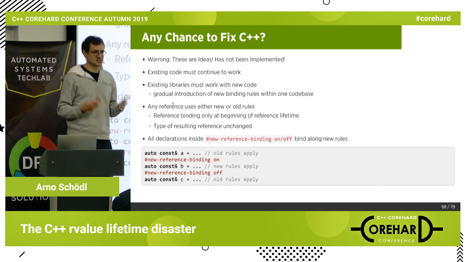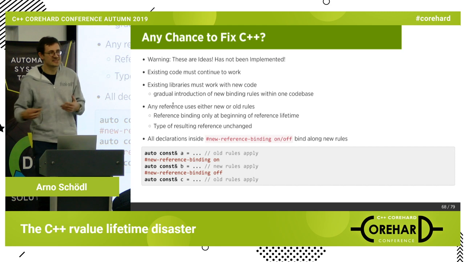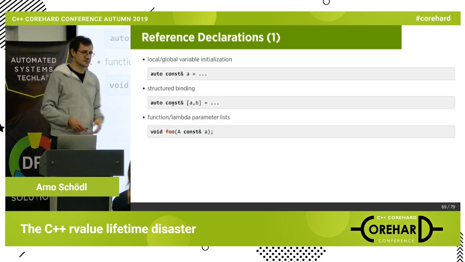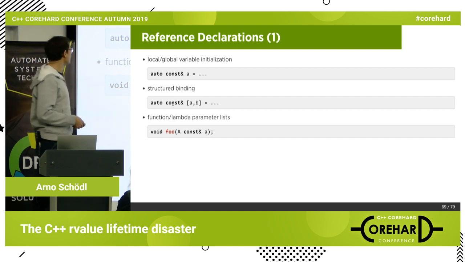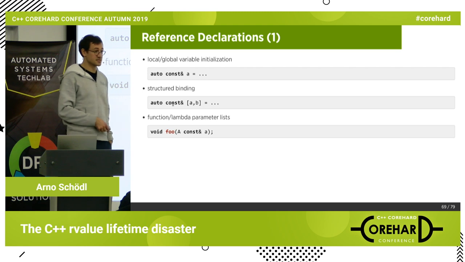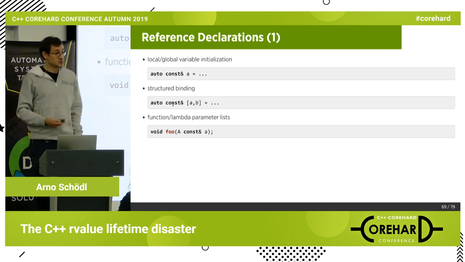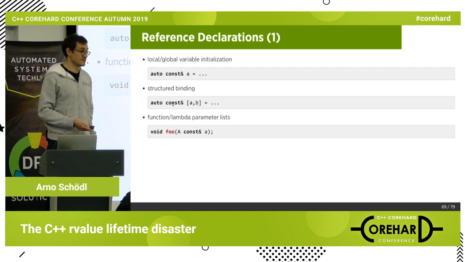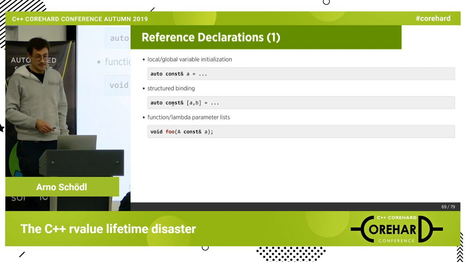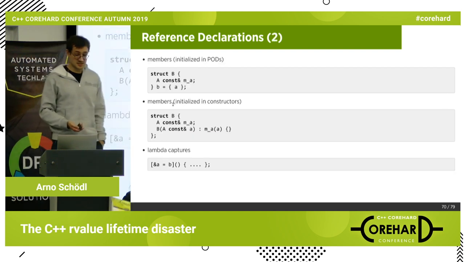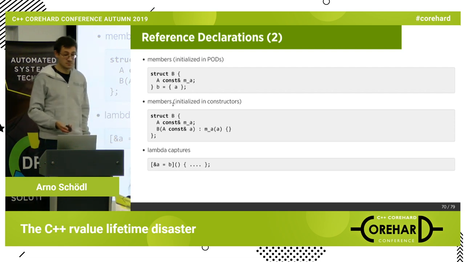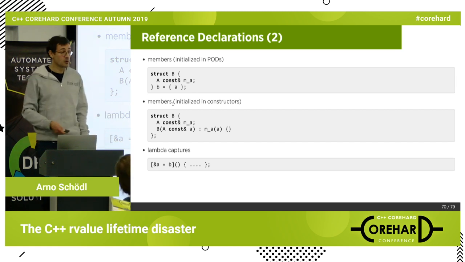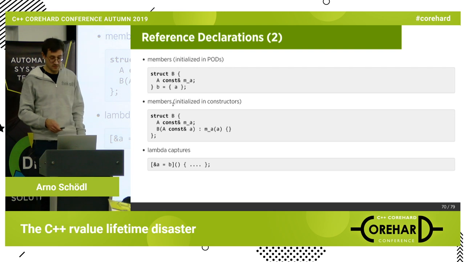So what are we talking about? Just to have a practical idea of what things we are actually binding to, what are the places where references are declared? I made this list. If you come up with any other places in the language, let me know. But this is what I came up with. We have local and global variable initialization, that's the plain vanilla part. Somewhat more obscure, you have structured bindings. You have function parameter lists, and lambdas that have parameters. There we declare references. We have members declared inside structs, which may be filled either by aggregate initialization or by constructors. And then we have lambda captures. That's pretty much all I came up with, where in the language we are declaring references.